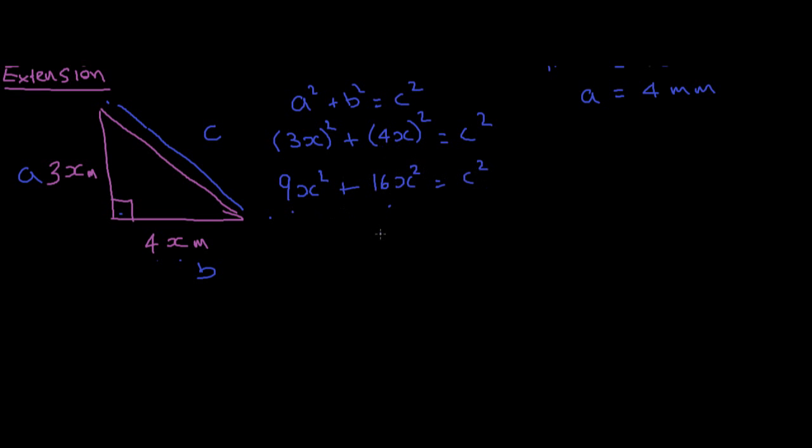Add these together, because if you've got 9 sweets and 16 sweets together, you've got 25 sweets. So let's get in with x's. I've got 9x squared and I've got 16x squared, so together I've got 25x squared, and that would be equal to C squared. I want C, not C squared, so C will equal square root of 25, which is 5, and square root of x squared, which is x, and that's in meters.